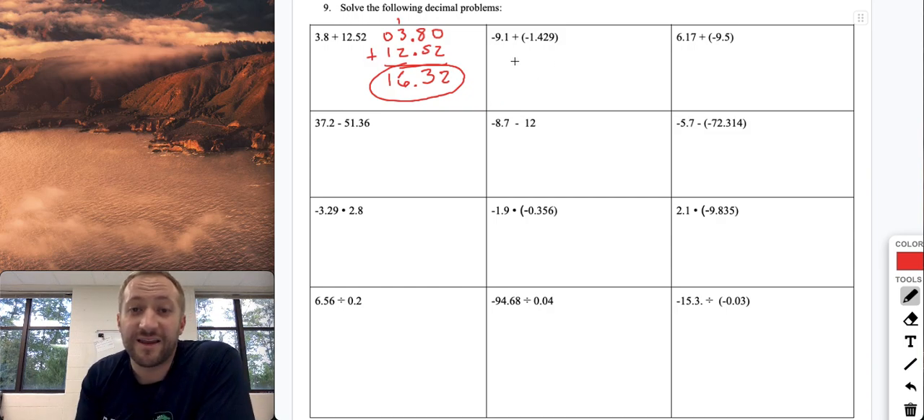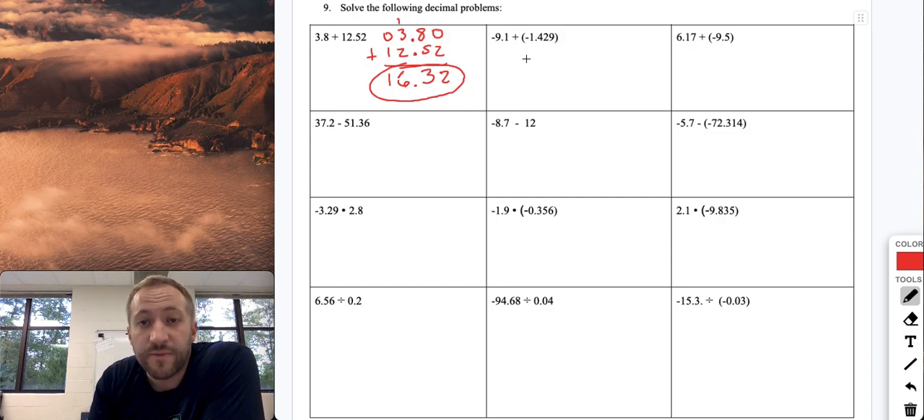Now, this is a negative plus a negative. We remember that when we add two negative numbers, my answer is still going to be negative. So let me go and set this up. 9.1, 1.429. Notice how the decimals are lined up when I add. That's the most important thing. And then it would still be down here in my answer. Look, they're all perfectly in line with each other.